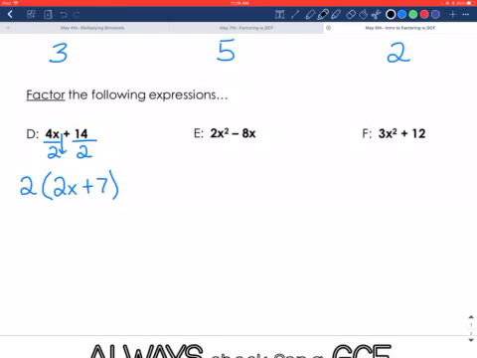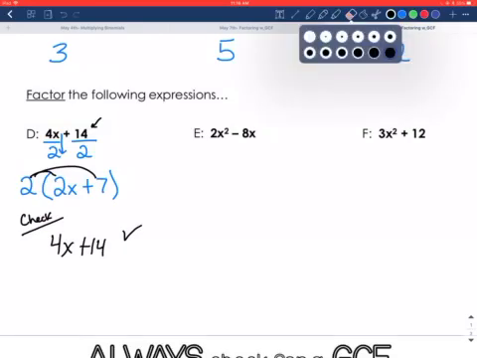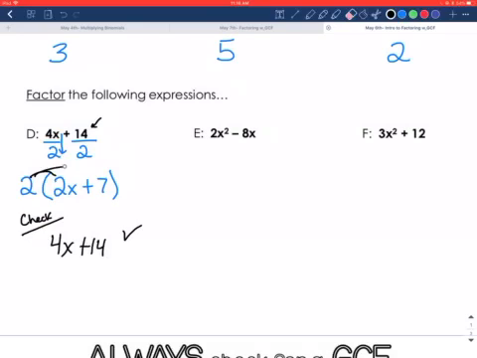So we know that we should be able to distribute this back out to check and see if it gets us back to our original problem. So 2 times 2x will give us 4x, and 2 times 7 will give us 14. Yes, this does work. So this is our final answer right here, with the 2 and 2x plus 7. That was just a check at the bottom to see if it works.